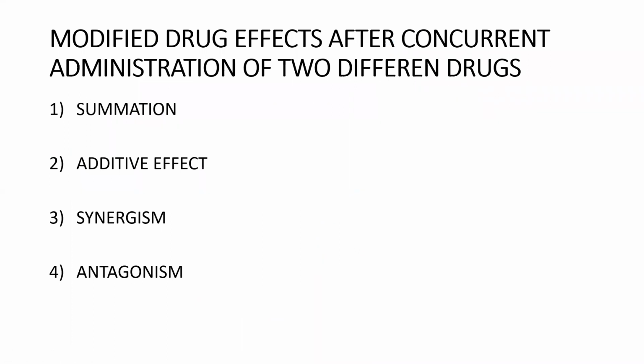Here there are four things: summation, additive effect, synergism, and antagonism. What are these things? If we combine two different drugs, that is the modified drug effect after concurrent administration of two different drugs. If we combine two different drugs, then you are going to get something. That something is nothing but summation, additive effect, synergism, and antagonism.